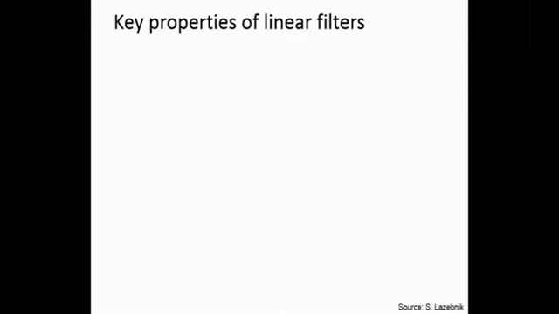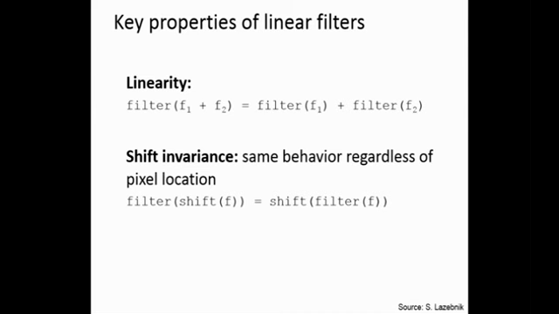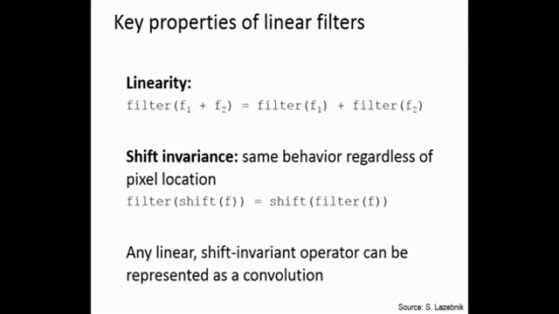So some key properties of linear filters. One is that they're linear. If you filter something with F1 plus F2, that's the same as filtering it with F1 and then adding that response to the filter with F2. There's shift invariance, so the filter operates the same everywhere. If you translate the image and then apply a filter, you get the same response as if you apply the filter and then translate the image. And any linear shift invariant operator can be represented as a convolution.